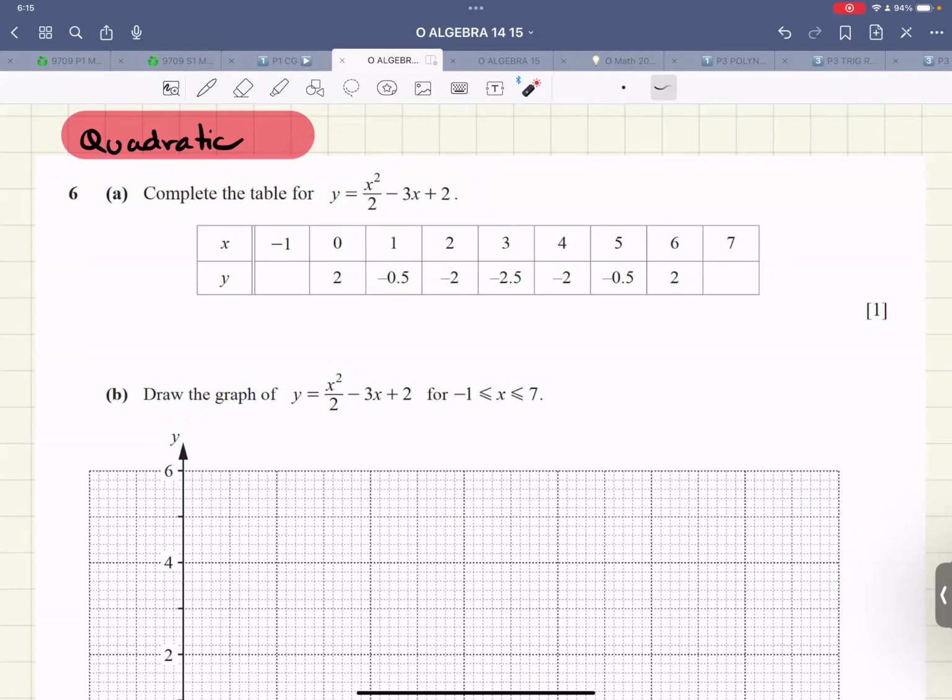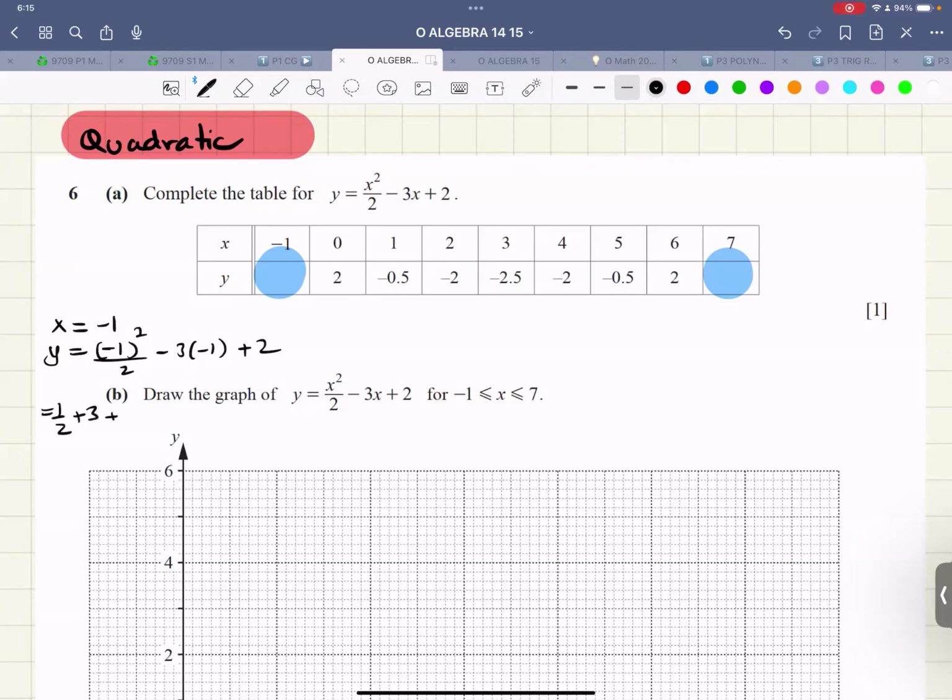First thing first, we have to fill in these two values of x. So let's fill it up. Grab your calculators and double check the answer with me. If I plug in the value of -1, so when x is -1, y equals (-1) squared over 2 minus 3 times -1 plus 2. So this is half, this is 3, this is plus 2. How much is that? 3 plus 2 is 5, 5.5. So this comes out to be 5.5.